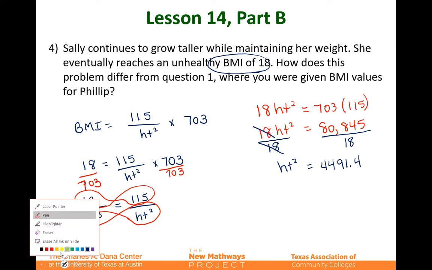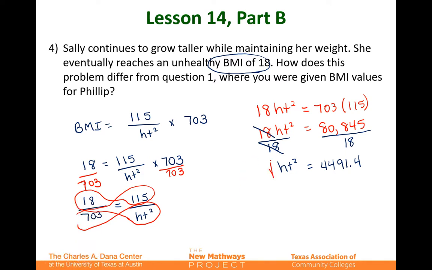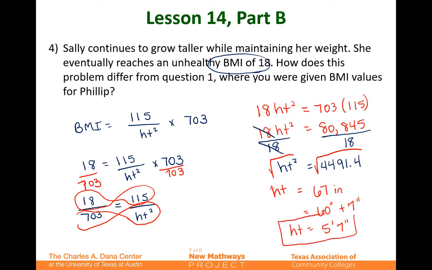Let's do that. Let's change our color again so we can see the new step. We're going to take a square root. This will just give me her height. So her height is 67 inches. That is the same as saying 60 inches plus 7 inches. Why did I do 60 inches? Because I know 60 inches is 5 feet. So she's 5 feet 7 inches tall is her height when she has that BMI of 18.